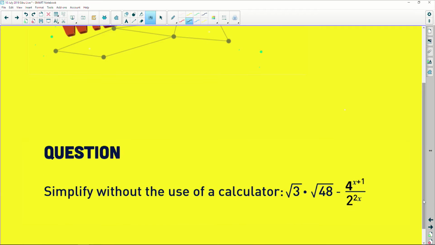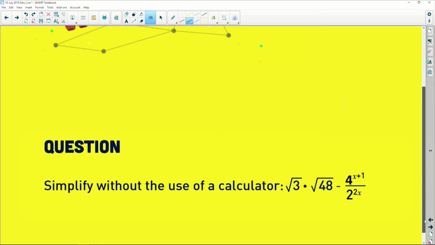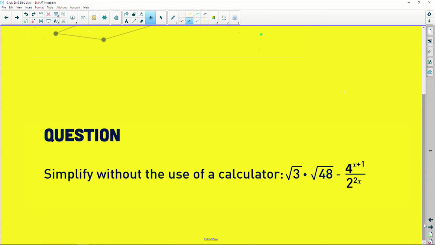It says to us, simplify without the use of a calculator the square root of 3 multiplied by the square root of 48 minus 4 to the power of x plus 1 divided by 2 to the power of 2x. Now, in these kinds of questions, guys, we need to be up to scratch with our laws of exponents and our laws of surds. So let's see what we can do here on the space that is provided above us.